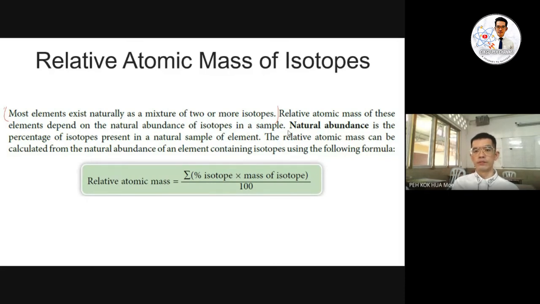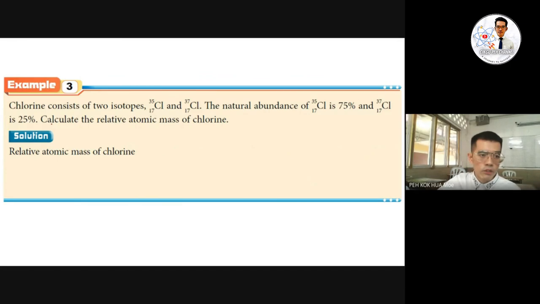So that means this is the natural sample, which has the percentage of each isotope in the natural environment. The relative atomic mass can be calculated from the natural abundance of an element containing isotopes using the following formula. So the question has to give you the percentage of each isotope naturally. So we have an example here. Chlorine consists of two isotopes, isotope 35 and isotope 37. The natural abundance of chlorine 35 is 75%. So mostly in the natural environment, chlorine exists as the 35 isotope, and the 37 will be the remaining 25%.